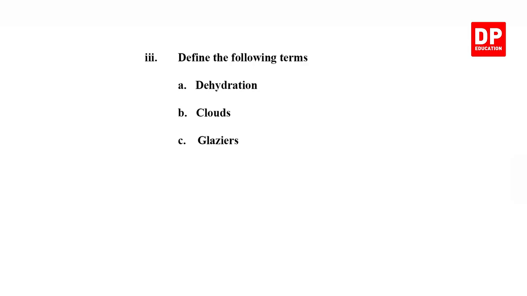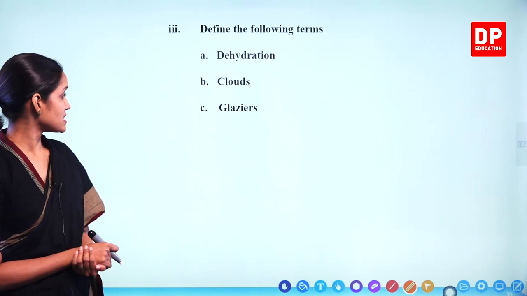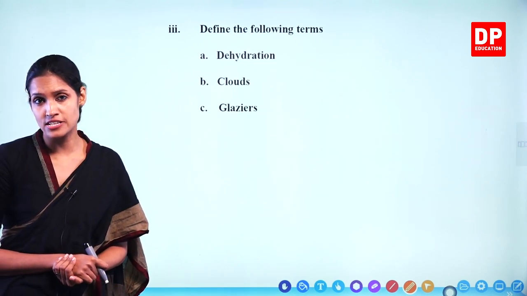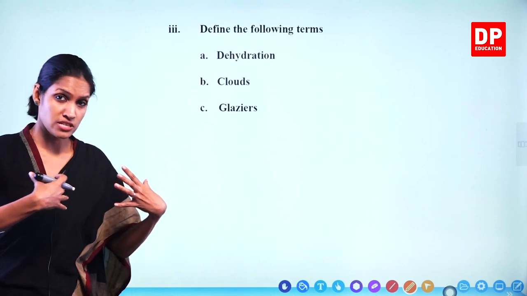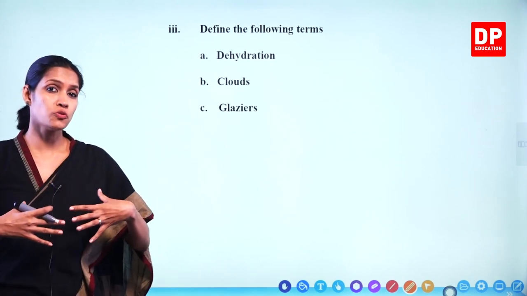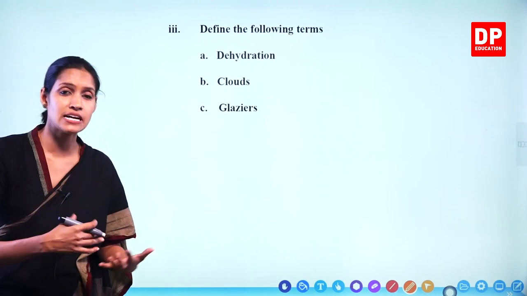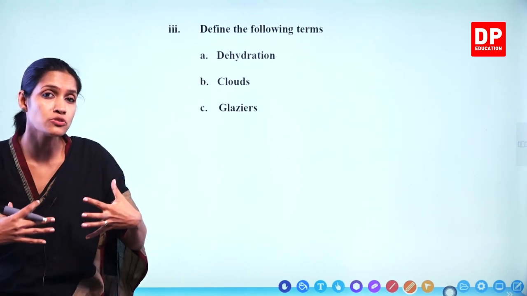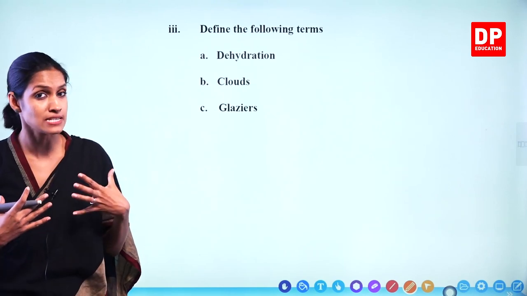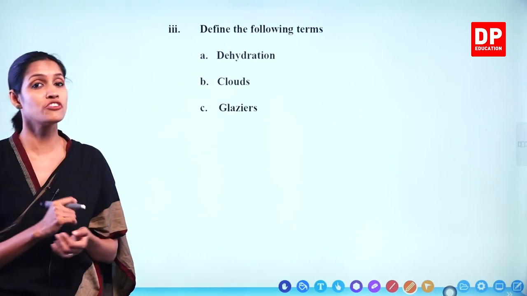Right. Okay, children. Define the following terms. We have three terms: dehydration, clouds, and glaciers. So, what is the meaning of dehydration? Now, you know that during extremely hot weather, loss of water takes place from our bodies. So we get dehydrated. Even plant bodies get dehydrated. Dehydration means loss of a large amount of water from the body. Now this dehydration is not very good. People might even die because of dehydration.